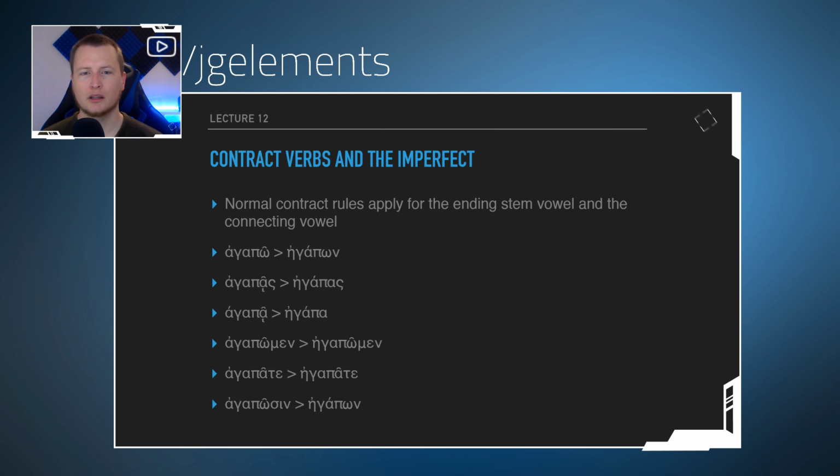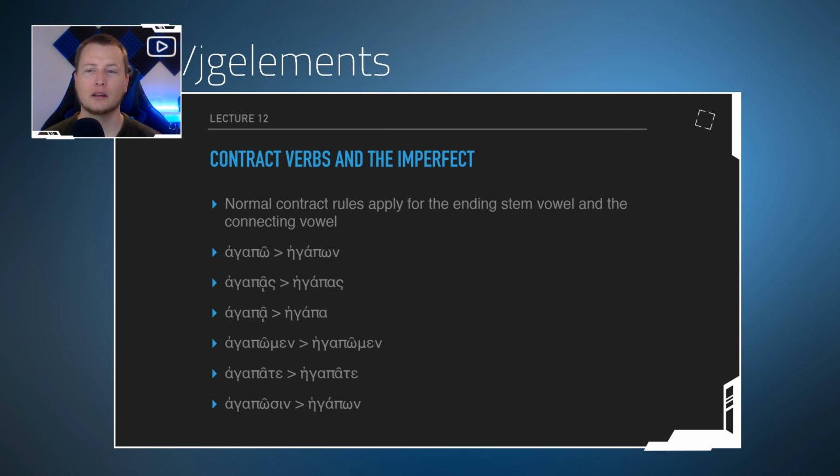Simple, right? Now, what about contract verbs? How does that work with the imperfect? Well, the good news is everything you've learned about contract rules still applies for the ending stem vowel and the connecting vowel. All you have to do is add the augment and add the secondary endings. So agapo in the first person singular, this is the verb agapao, which is the lexical form, right? Which means it's alpha contract. Alpha contract. So the stem is agapa, right?